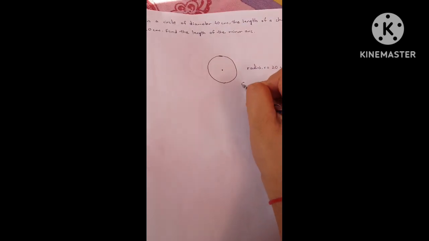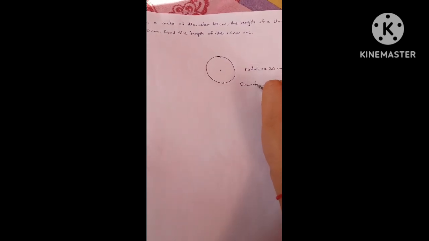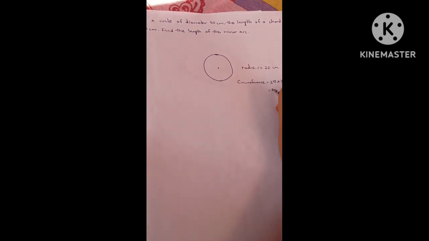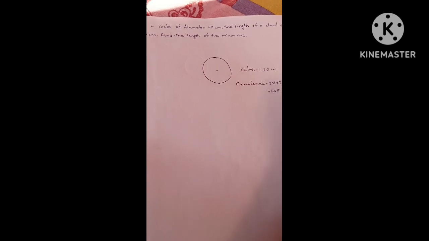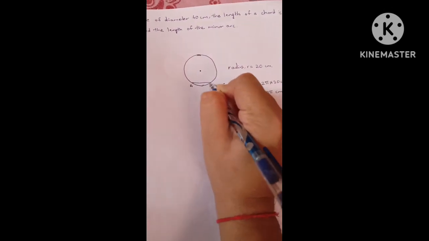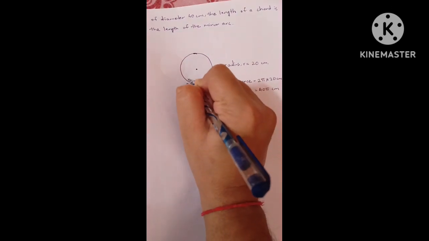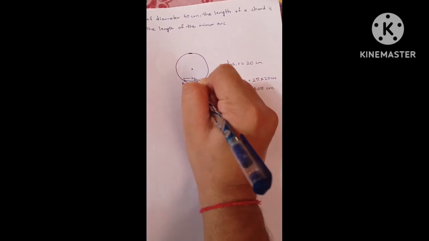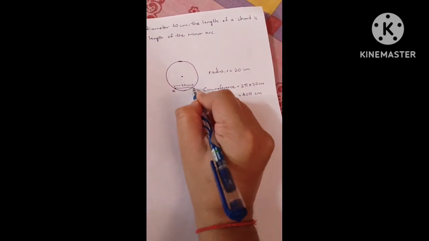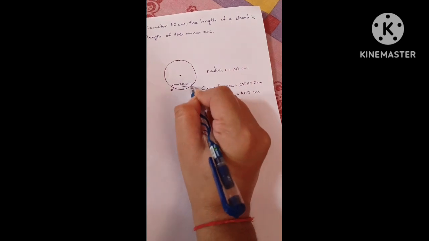Now the circumference of the circle will be 2 pi into 20 centimeter, which is equal to 40 pi centimeter. Now let AB be a chord whose length is 20 centimeter. So now AB will be the minor arc here.